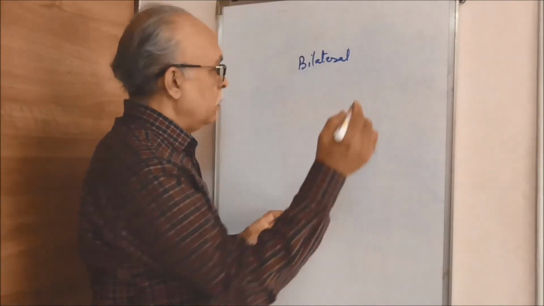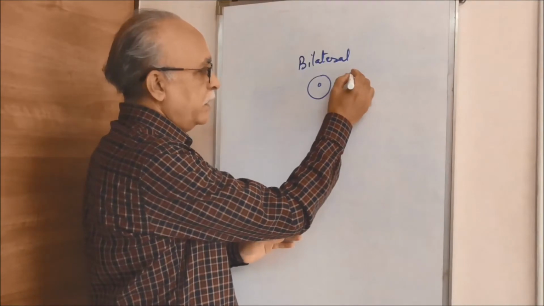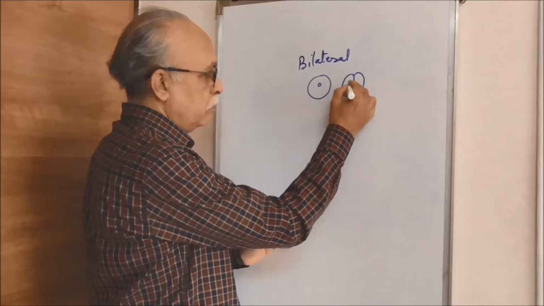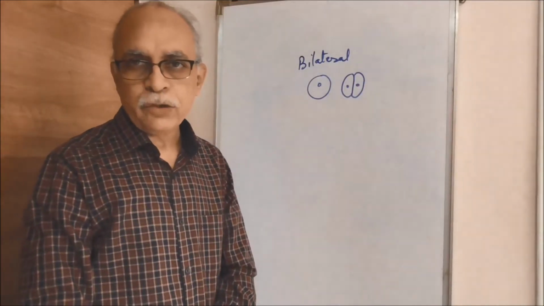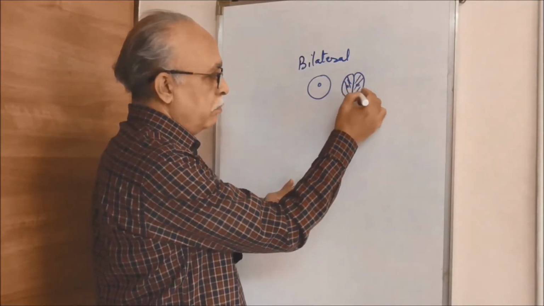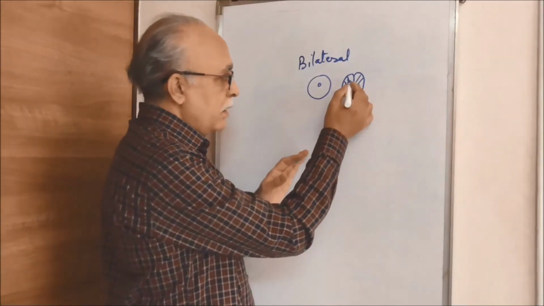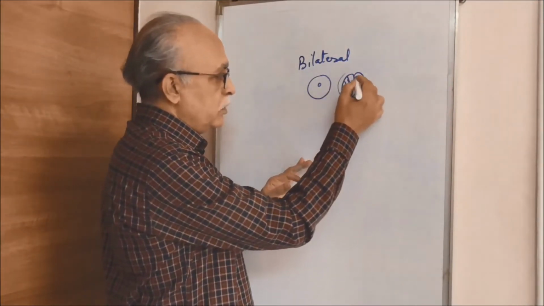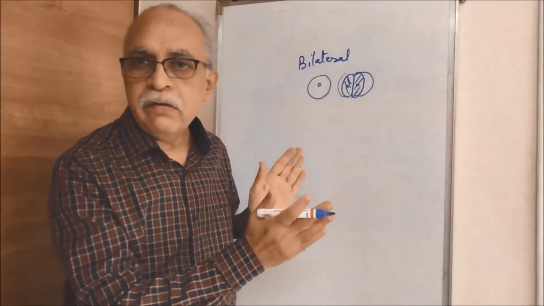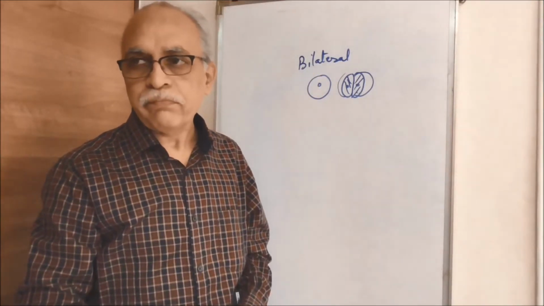Bilateral cleavage. As we have seen, this is the zygotic cell which divides meridionally to result into two blastomeres. Now, each one of them would divide further. And if it divides in such a way that every one gives rise to a structure that is symmetrical on both the sides, so two symmetrical parts are being developed, then we call that bilateral cleavage.